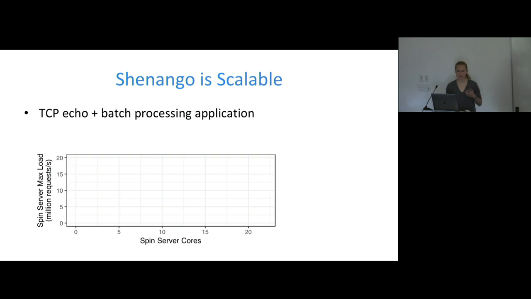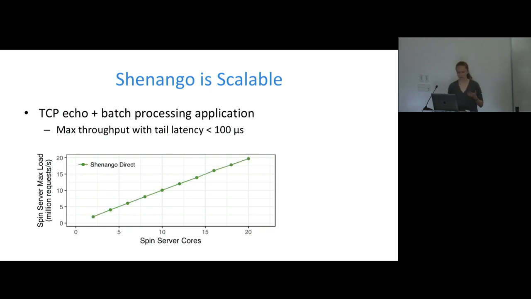On the x-axis here, we're going to plot the number of cores that we give to the echo server, and on the y-axis, we'll plot the maximum throughput that we can achieve with this echo server, while still maintaining tail latency below 100 microseconds. We can see that Shenango scales throughput linearly with the number of cores made available to it. And you might think that this is not particularly remarkable, but it turns out that an earlier version of Shenango, which we call Shenango indirect here, did not have this property.